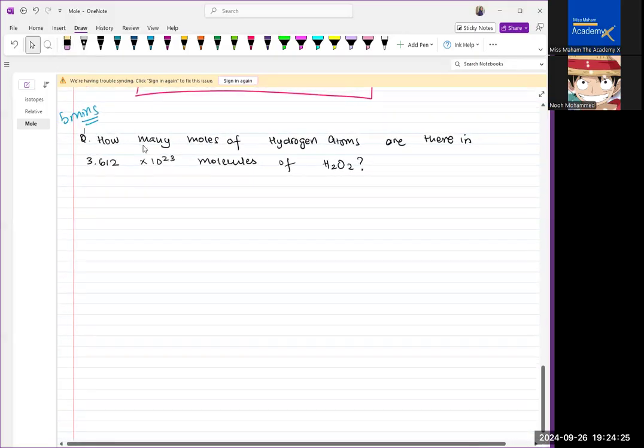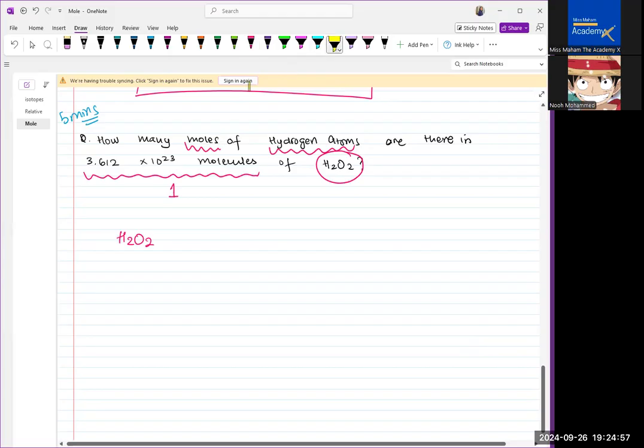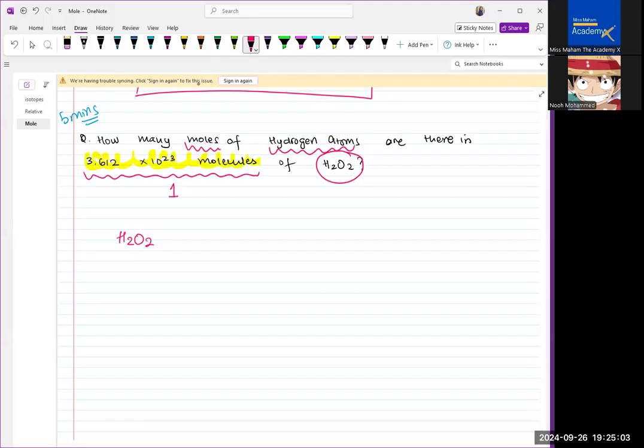This is sort of a reverse question of the one that we did right now. So here they're asking you how many moles of hydrogen atoms, keep underlining the keywords in the question, are there in this many molecules of H2O2. So first you need to see how many hydrogen atoms are there in one molecule of H2O2, right? If you know for one molecule, only then you will be able to calculate for 3.612 into 10 to the power 23 molecules, right? So for one molecule, how many hydrogen atoms do you have in it?